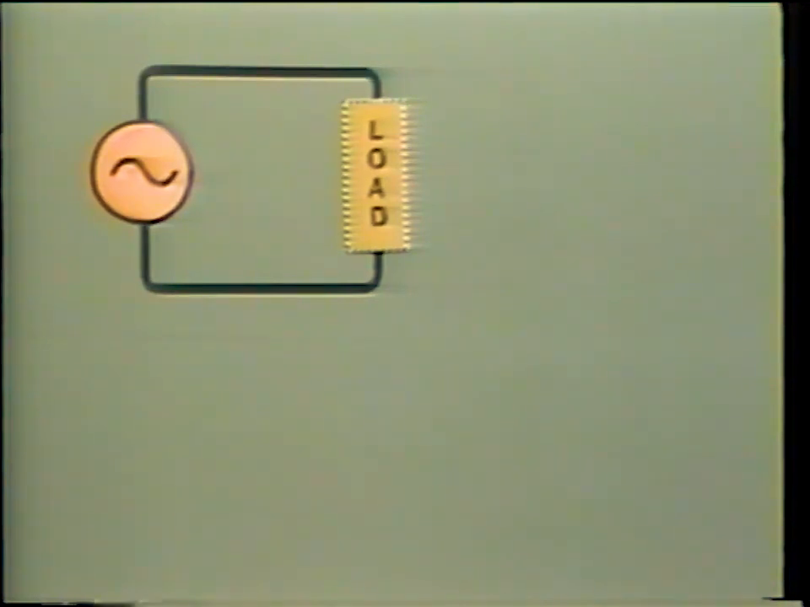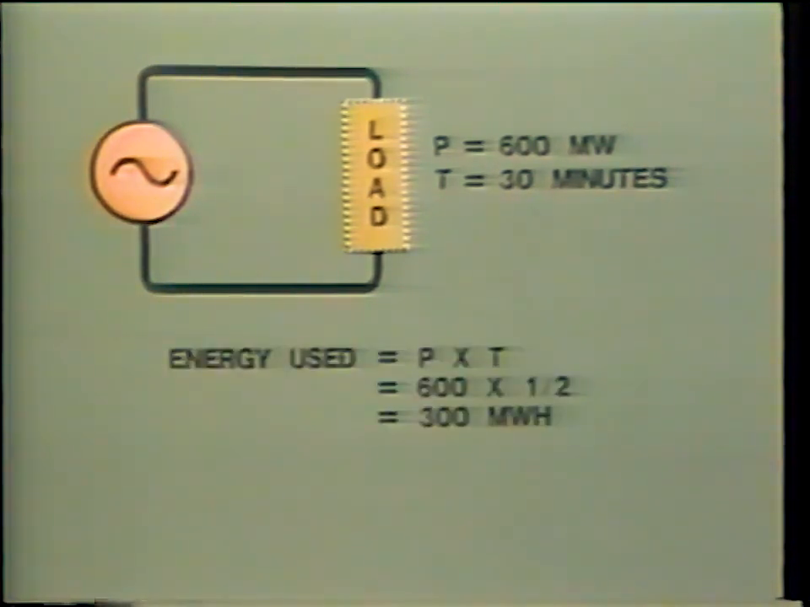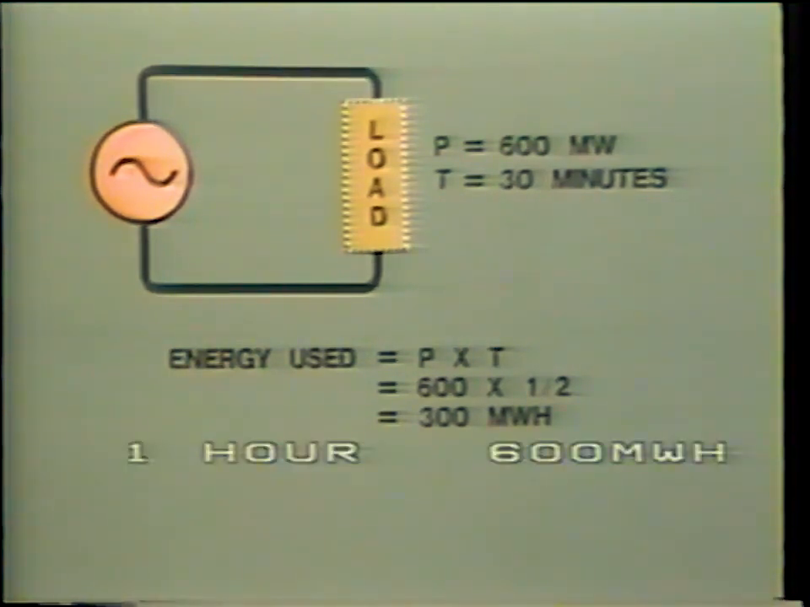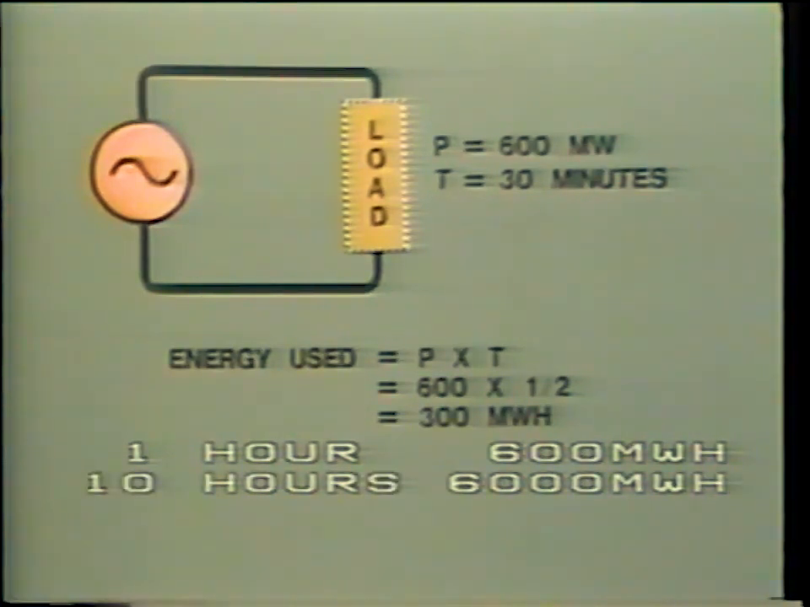Let us consider a generator supplying 600 megawatt to the system. After 30 minutes, this generator has provided 300 megawatt hour. After 1 hour, it has provided 600 megawatt hour, and after 10 hours, it has supplied 6,000 megawatt hour.